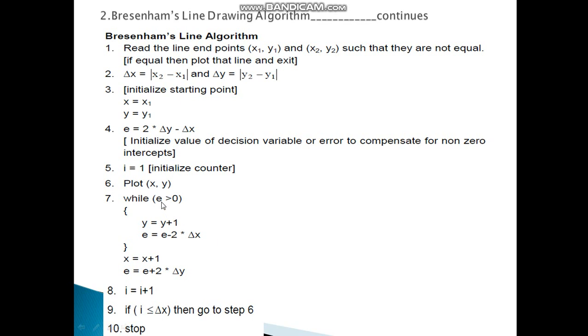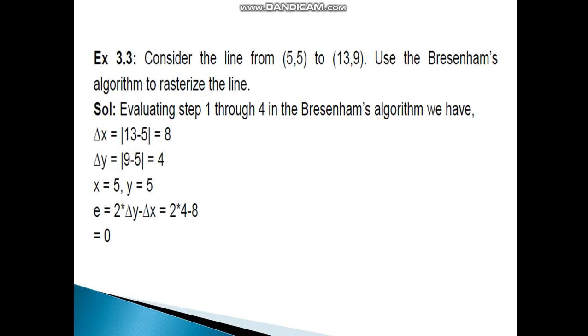If this condition is false, that is E is less than 0, then x is equal to x plus 1 and E is equal to E plus 2 into delta y and I is equal to I plus 1. Then go to step 9, that is I is less than delta x, then go to step 6. The 6th step is plot the xy and stop. Calculate the floating point.